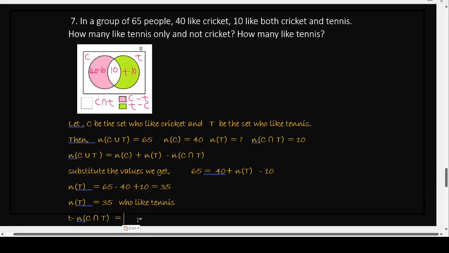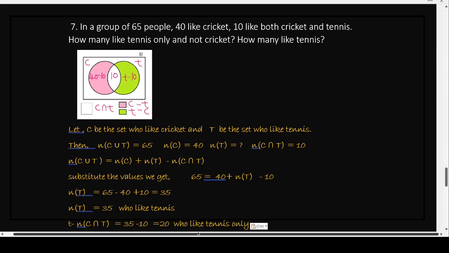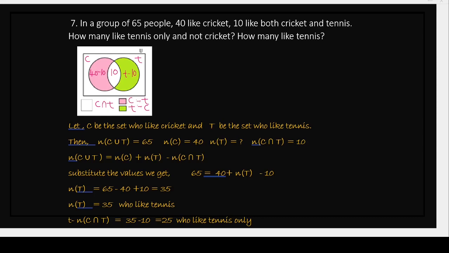This is 35 minus 10, which gives you those who like tennis only. 20 people like tennis only. The green portion is the people who like tennis only. Got it? We'll move to the last question.